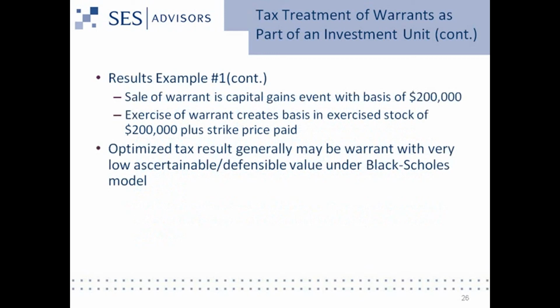And by the way, to answer the earlier question, we now have a basis in our warrant of $200,000, and if we exercise the warrant, we get a basis of $200,000 plus whatever we pay on the strike price. If we sell our warrant, our gain or loss is based on our basis of $200,000. If the actual payment for the warrant in year 10 turns out to be $500,000, we'll have a $300,000 capital gain. So obviously, the lower the value of the warrant here, the better off we are.